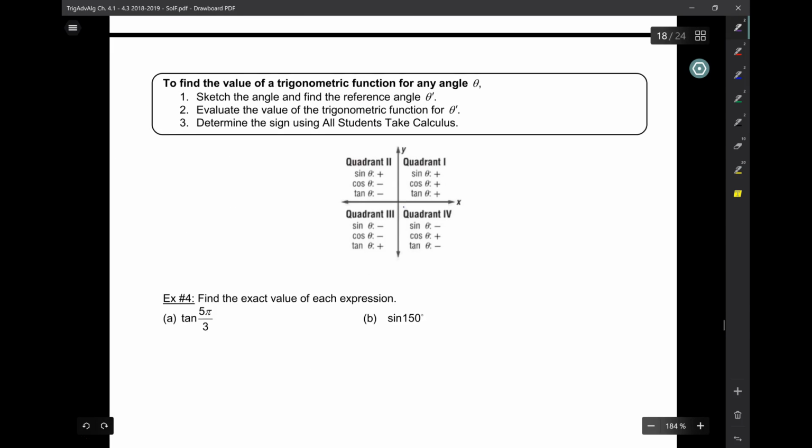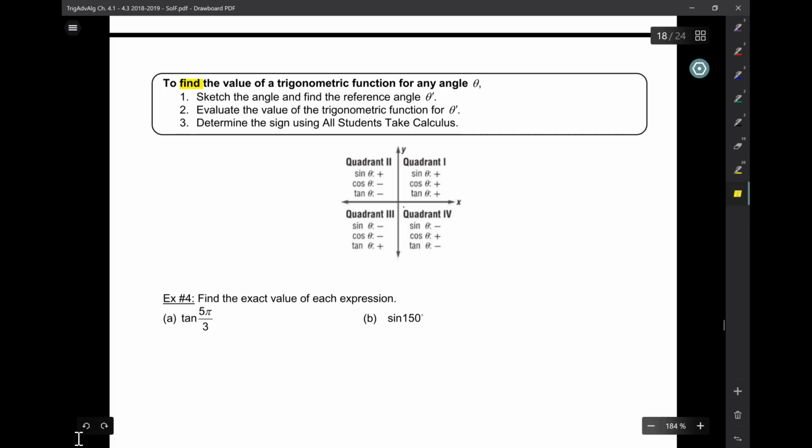Okay. Why do we care? Because with this, I could give you any old angle. Oh, I don't know, 21 pi over 4. And you can find sine of 21 pi over 4 with the information that you have. You just need one more piece of information.